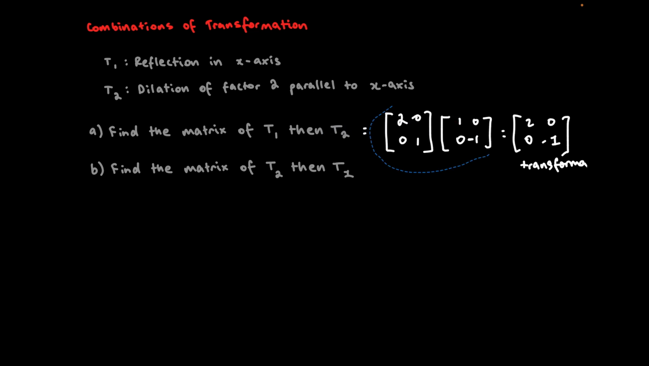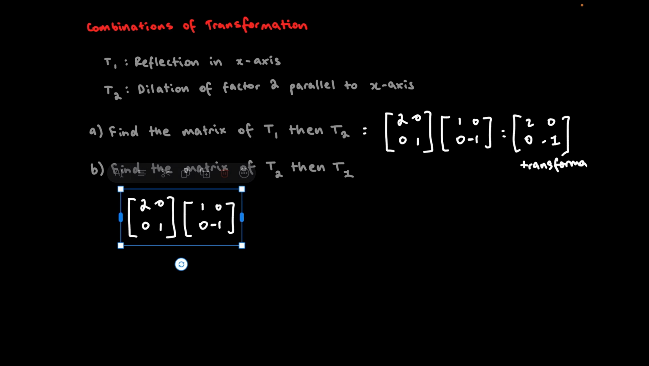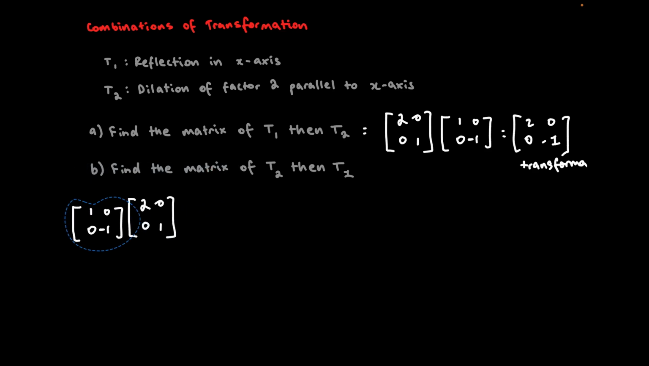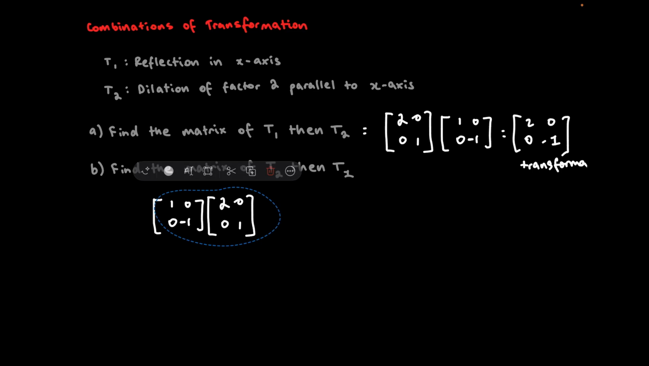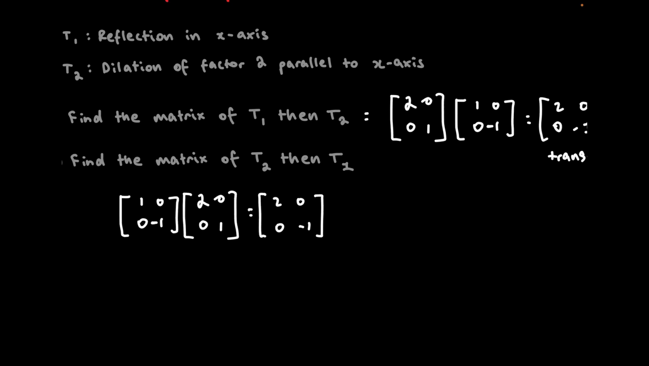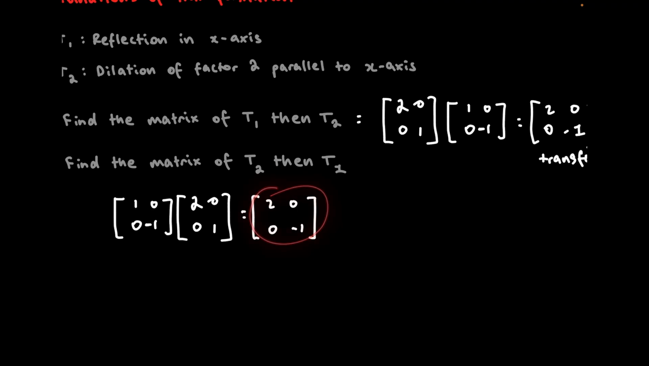So if we do this one here, okay, we can just copy it. Rather than doing the dilation then the reflection in our equation, we do the other way around. We can multiply in this order here. Okay, so now let us work out the multiplication of these two. What we get is 2, then 0, then 0, then negative 1. So in this case, the order actually doesn't matter, and it makes sense.